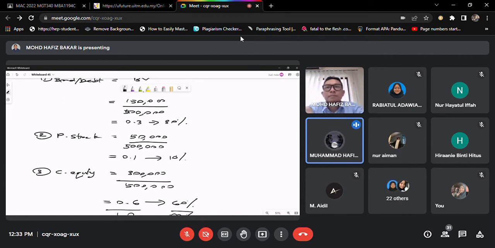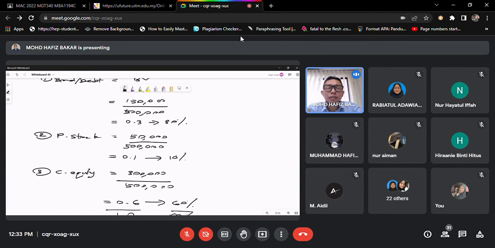Sebab liability tu dia punya short term kot. Betul, yes. Correct. Okay, thank you Hafizuddin for your feedback. Okay, so that's correct. Current liabilities is for short term financing.